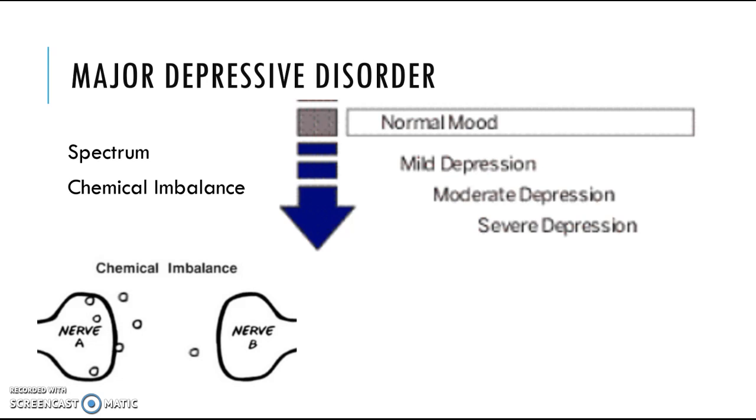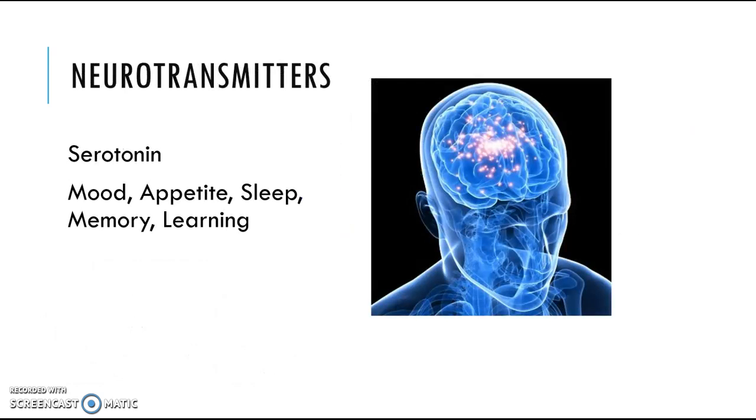There are chemicals in the brain called neurotransmitters. Neurotransmitters include different kinds of chemicals that are responsible for different functions of the brain and body. For example, the neurotransmitter most commonly mentioned in depression issues is serotonin. Serotonin is supposed to help the body with mood, appetite, sleep, memory, and learning.